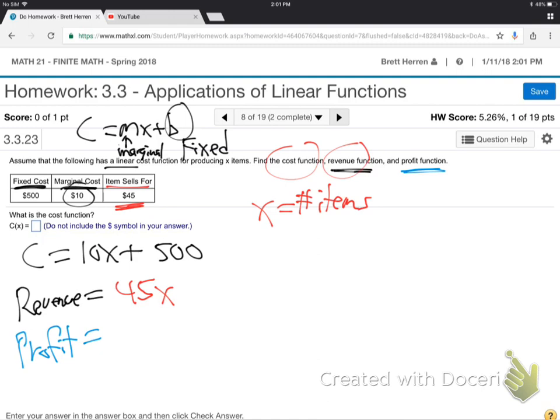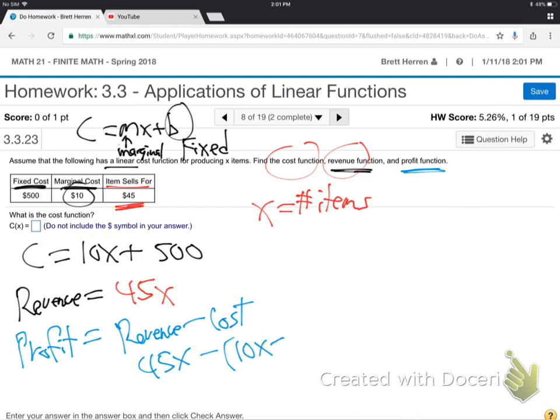Yeah, it's just money coming in minus money going out, right? Just as simple as that. Whatever they take in minus what they had to put out to produce that product. Revenue, profit is always revenue minus cost. So we just take the revenue function, 45x, minus the cost function.